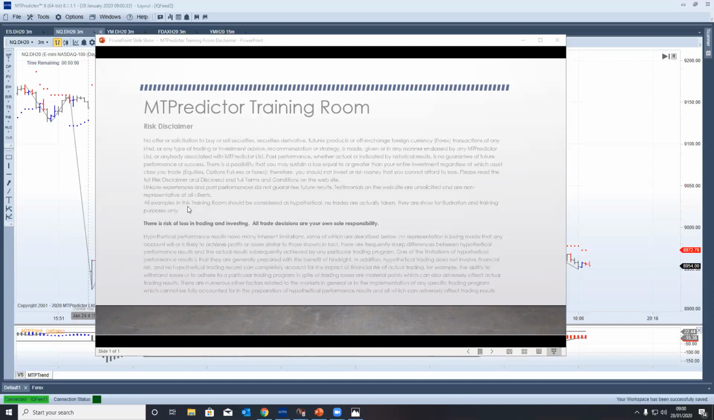Just to remind you that all examples in this training room should be considered as hypothetical. No trades are actually taken, they're just shown for illustration and trading purposes only. Remind you there's a risk of loss in trading and investing. Put another way, all professional traders know and understand, but more importantly accept, that losses can and will and do unfold. It doesn't matter what trading approach you use, there always will be losing trades.